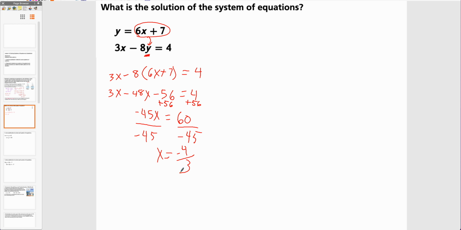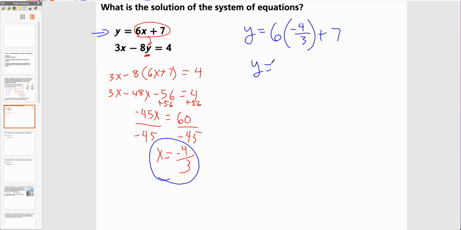Okay, so now I need to take this value, and I can substitute it into either equation. It doesn't matter which equation I use. Usually there's going to be one equation that looks easier. Which one looks easier to you? The top one, because it's already 1y. If I put negative 4/3 in for x, all I got to do is finish the right side and I know what y equals. So y equals 6 times negative 4/3 plus 7.